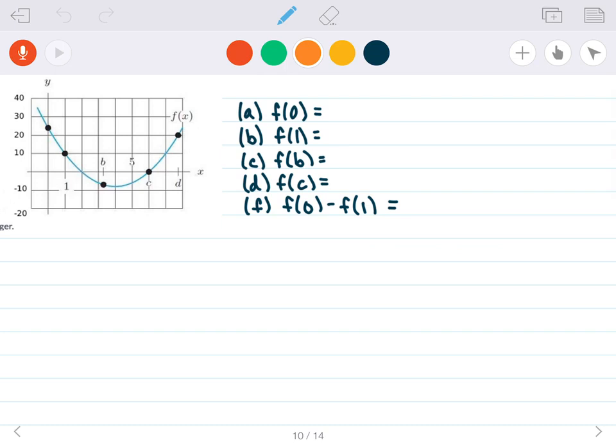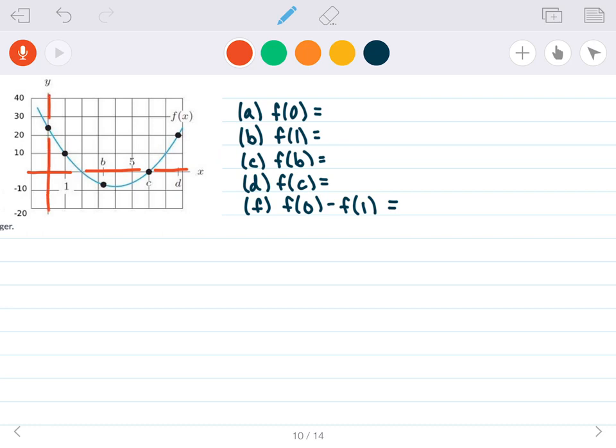All right, let's do another one like this. I told you I was going to do a bunch of examples with this. So let's look at this. This one, it looks kind of hard to see, but the x-axis is going to be right through here, and our y-axis is going like this. Okay, so our f of x axis.